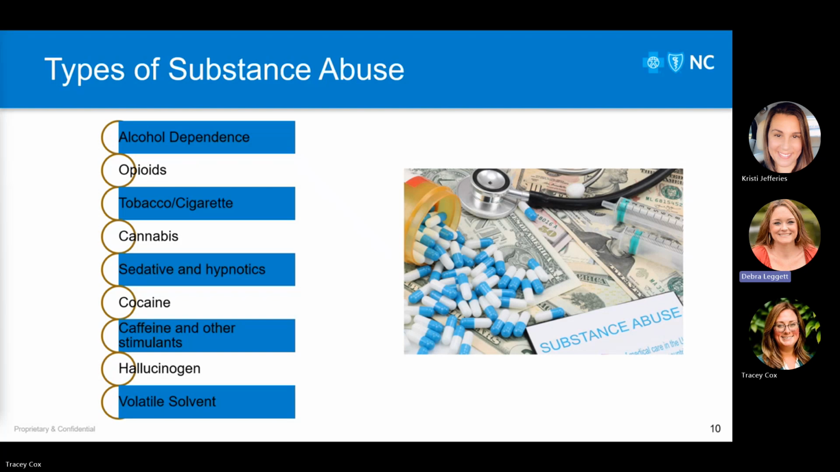Sedatives and hypnotics, such as benzodiazepines, are highly addictive and can cause severe withdrawal symptoms. Cocaine, an illegal stimulant, poses serious health risks, including heart attacks and mental health problems. Caffeine, commonly found in beverages like coffee and energy drinks, can cause dependence and anxiety when consumed excessively. Hallucinogens, such as LSD, alter perception and mood, potentially leading to psychological distress and accidents. Lastly, volatile solvents, often inhaled from household products, can cause significant damage to the brain, liver, and kidneys, sometimes resulting in sudden death.